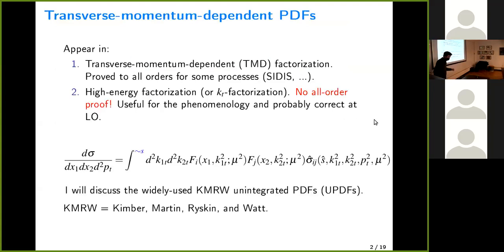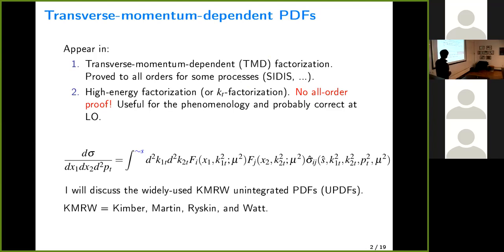Okay, so basically I will talk about transverse-momentum-dependent PDFs. You know about this object: they give information about the distribution of partons inside the proton, at the same time on the longitudinal momentum fraction and also on the transverse-momentum distribution of partons inside the proton, okay? This kind of object appears either in the TMD factorization, which for some processes has been proven to all orders, or you can also find these objects in the high energy or kT factorization, which has not been proven to all orders.